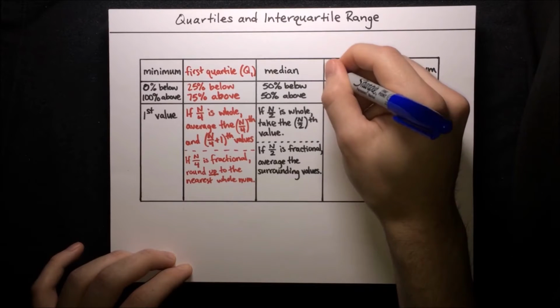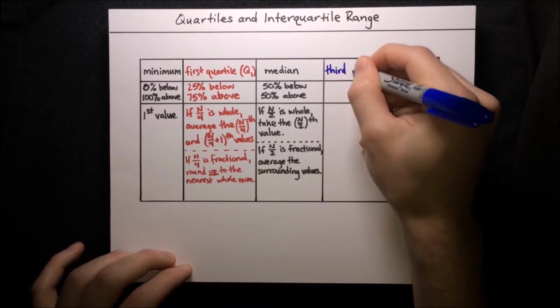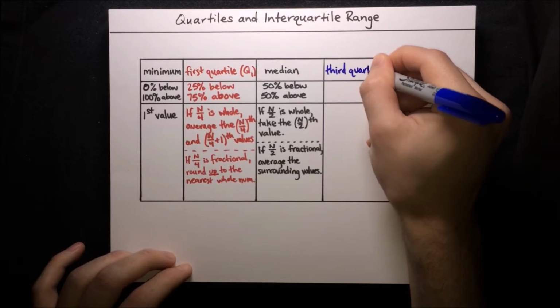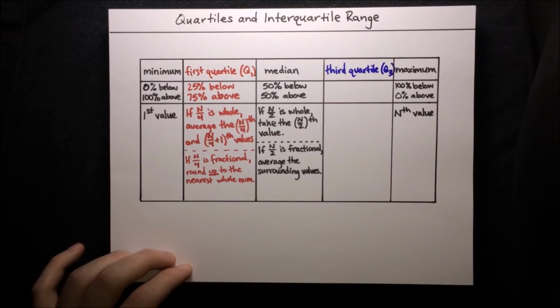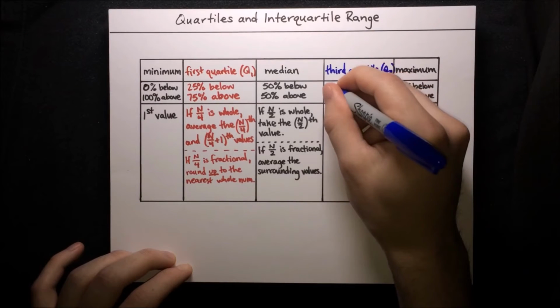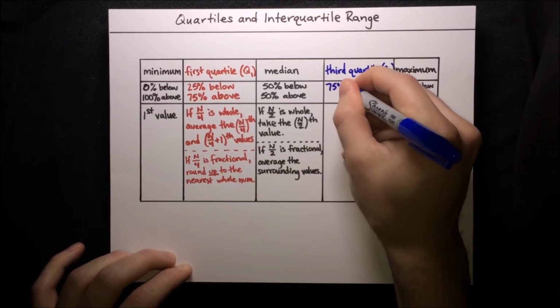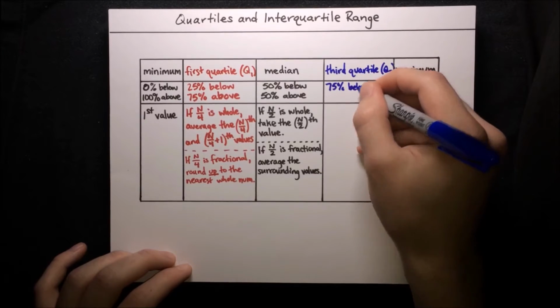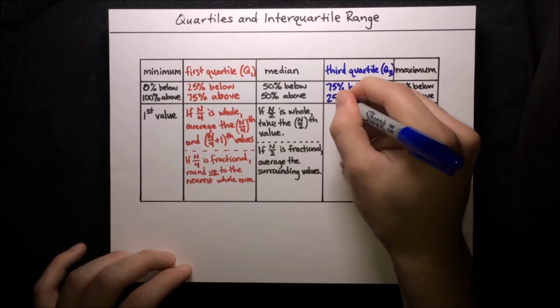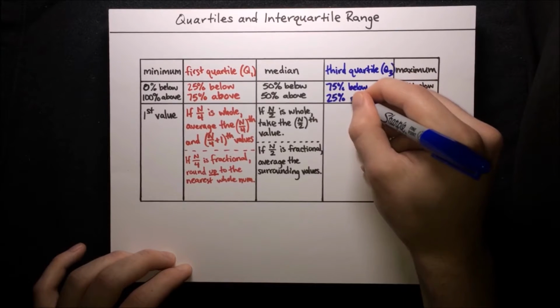There's also the third quartile, also known as Q3. This quartile separates the dataset such that 75% of the remaining values are below the third quartile, whereas 25% of the remaining values are above.